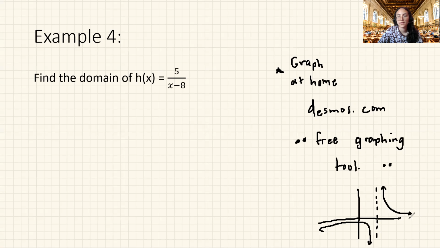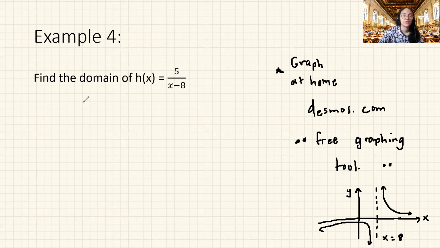And this vertical line right here is a vertical asymptote. So this will be at x is equal to 8. This is your y-axis, and this will be your x-axis. Okay, so your graph should look something like this, but I definitely do encourage you to graph this at home, on the computer, a tablet, or even on a phone.